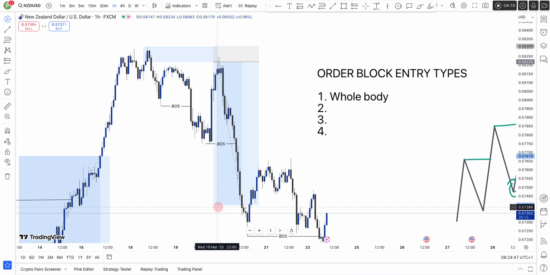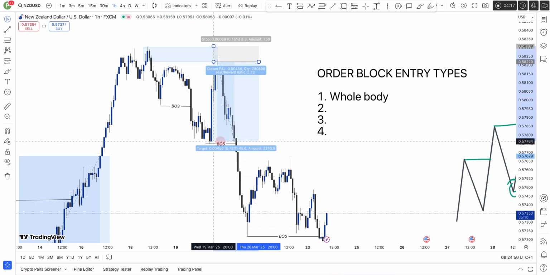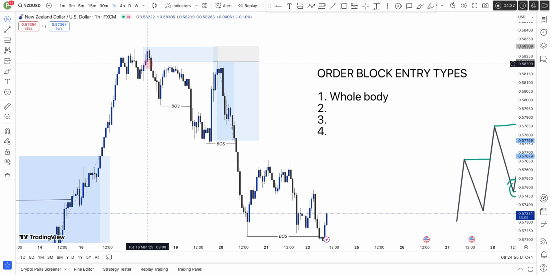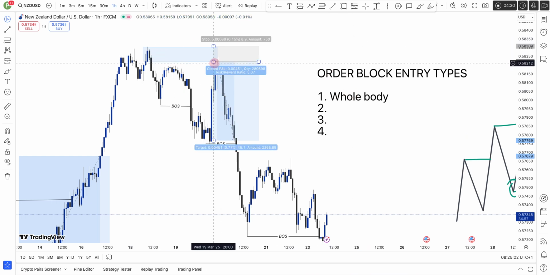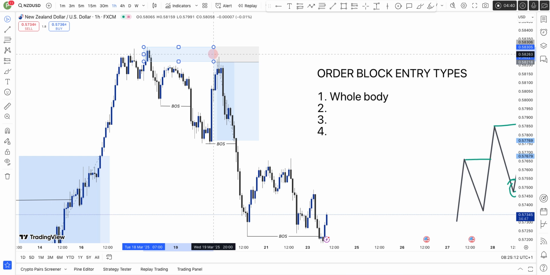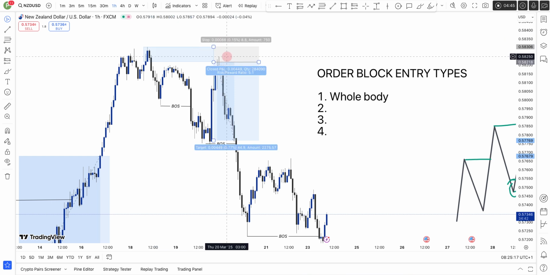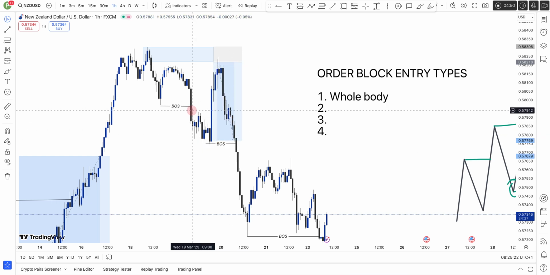So this trade, I used the whole body of the candle, and it was a 1:5 trade. We got a 1:5 out of this trade using the full body of the candle. So this is the first order block entry. You mark out the whole body of the candle and then you place your sell position at the tip of the candle, and you cover the whole body of the candle, and you use the high of this order block candle as your stop loss, right? And you get good profit.